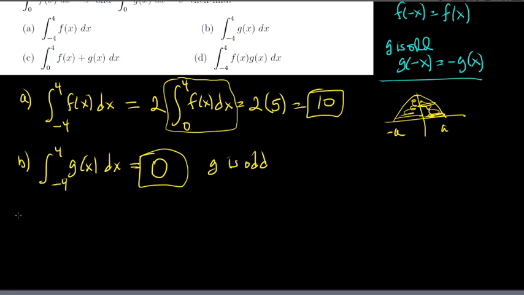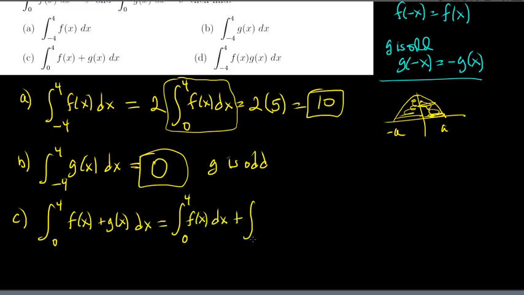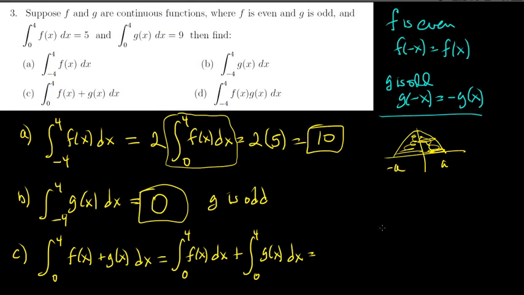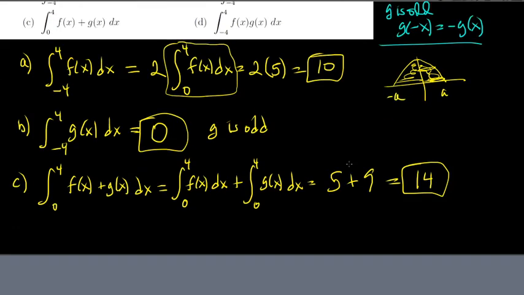For part C, we want the definite integral from 0 to 4 of f of x plus g of x. So that's the sum of two functions. And you should know by now that the sum rule applies. So you can split this up as the sum of the two integrals, from 0 to 4. These were given above. These were 5 and 9. So 5 plus 9, 14. So that's just by the sum rule.